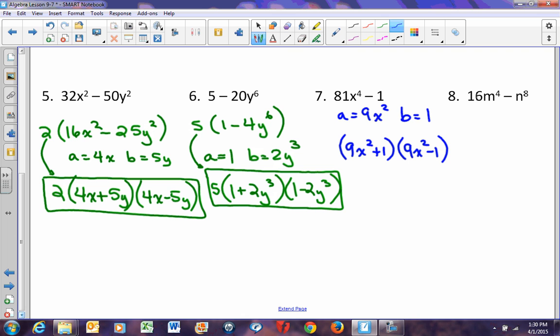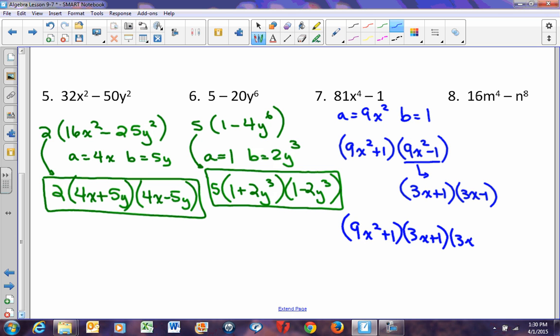And you might think you're done here, but unfortunately you are not. 9x squared plus 1 will never factor because it's the sum of two squares. But if you'll notice, the 9x squared minus 1 is still the difference of two squares, isn't it? My first term is still a perfect square, 9x squared, and my last term is still a perfect square, 1. And there's a minus sign between them. So I can factor this to be 3x plus 1 times 3x minus 1. So the entire thing factors to the 9x squared plus 1 that we took out to begin with, and then the 3x plus 1 times the 3x minus 1.